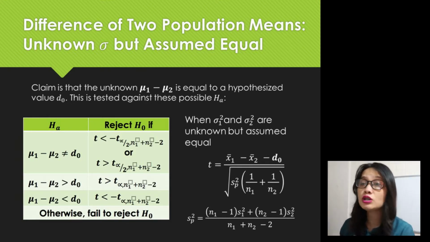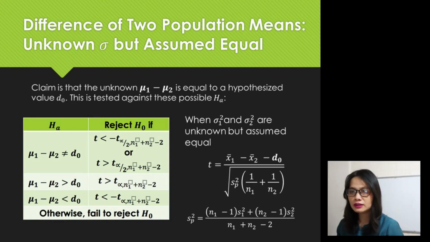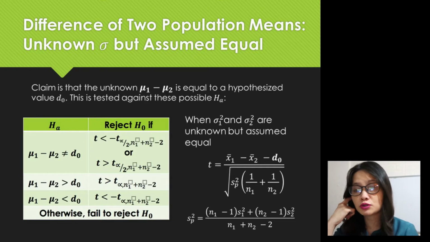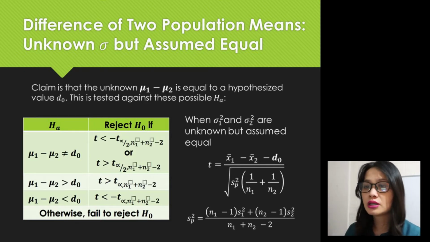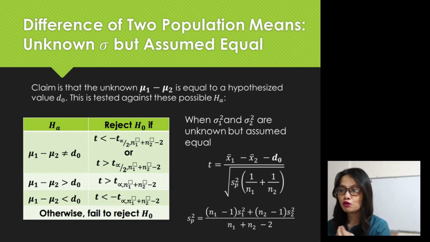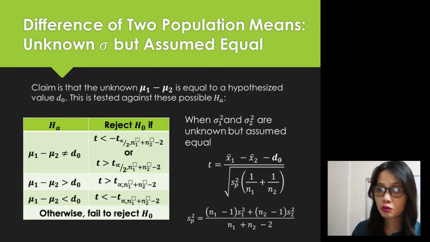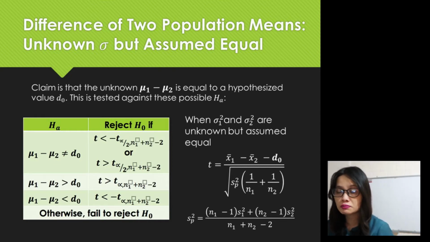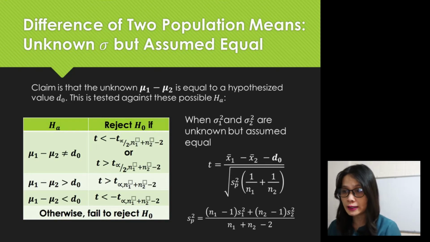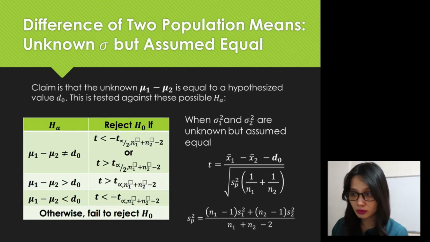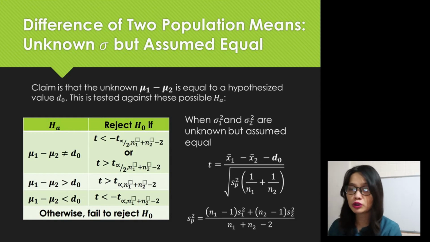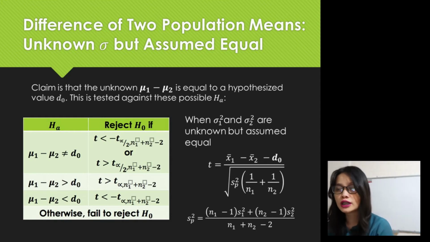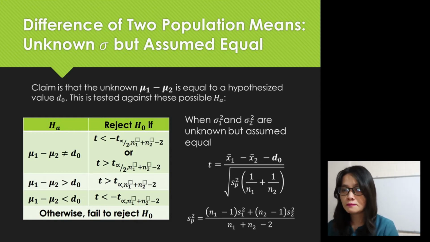So the t-value is equal to the first sample mean minus the second sample mean minus the hypothesized difference of two means, all over the square root of s squared p multiplied by 1 over n sub 1 plus 1 over n sub 2. To solve for s squared p, that will be equal to n sub 1 minus 1 multiplied by the variance of the sample plus n sub 2 minus 1 multiplied by the variance of the sample, all over n sub 1 plus n sub 2 minus 2.